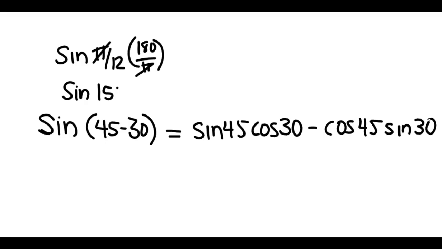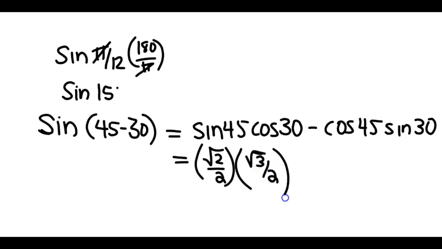So now, since we know 45s and 30s, we can get those exact points off of our unit circle. So what is the point at sine 45 on our unit circle? Root 2 over 2. And what's cos 30? Root 3 over 2. Subtract what's cos 45? Root 2 over 2. And what's sine 30? Half.